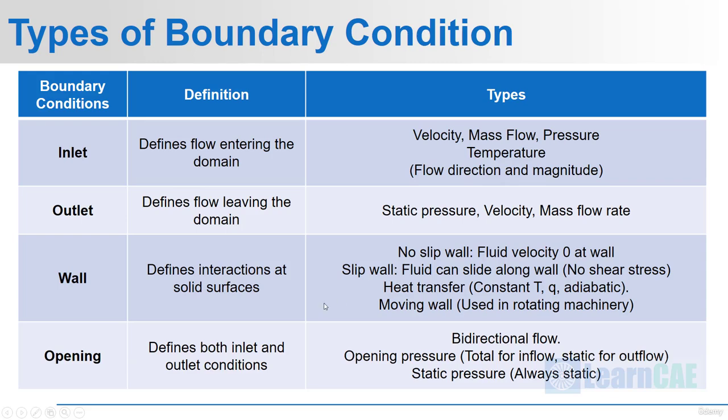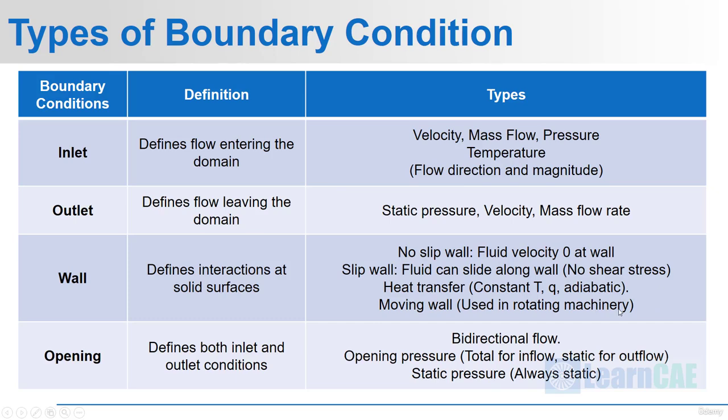Okay. Next we can specify heat transfer options in the wall, that is it can be either constant temperature or constant heat flux or adiabatic wall. We can also specify moving walls which are commonly used in turbo machinery applications.